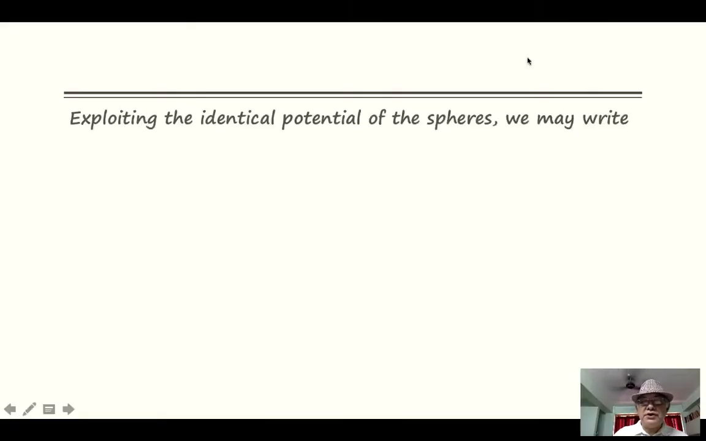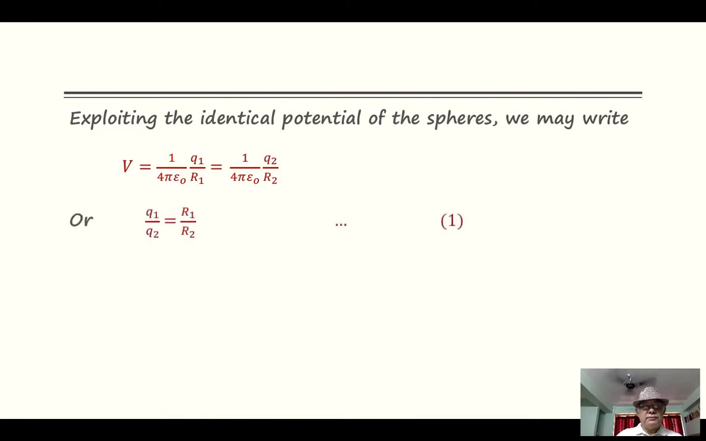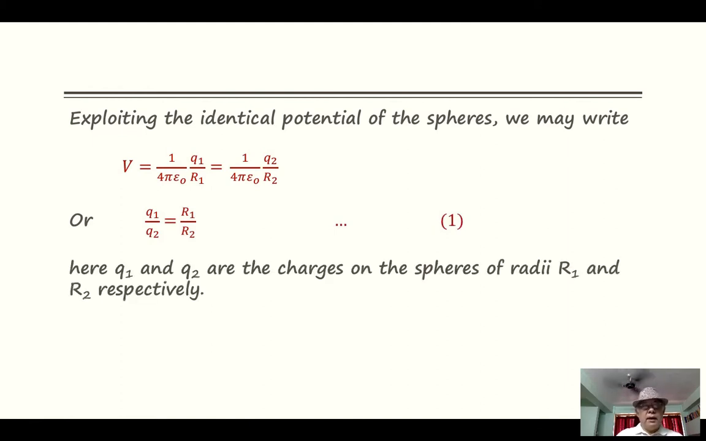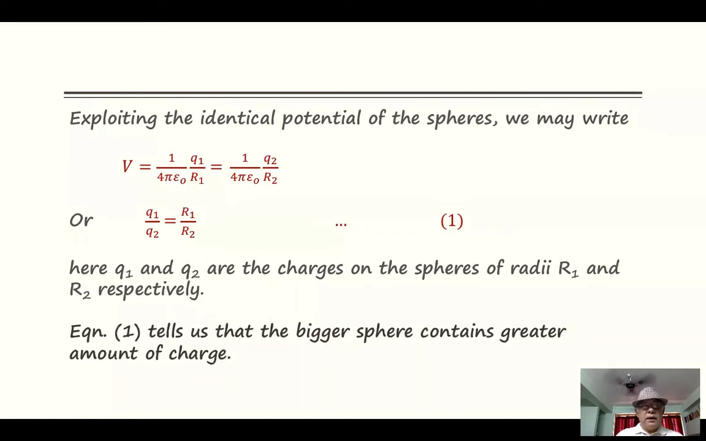Exploiting the identical potential of the spheres, we may write V equal to 1 by 4 pi epsilon naught Q1 by R1, also equal to 1 by 4 pi epsilon naught Q2 by R2, or Q1 by Q2 equal to R1 by R2. This is equation 1. Here Q1 and Q2 are the charges on the spheres of radii R1 and R2 respectively. Equation 1 tells us that the bigger sphere contains a greater amount of charge.